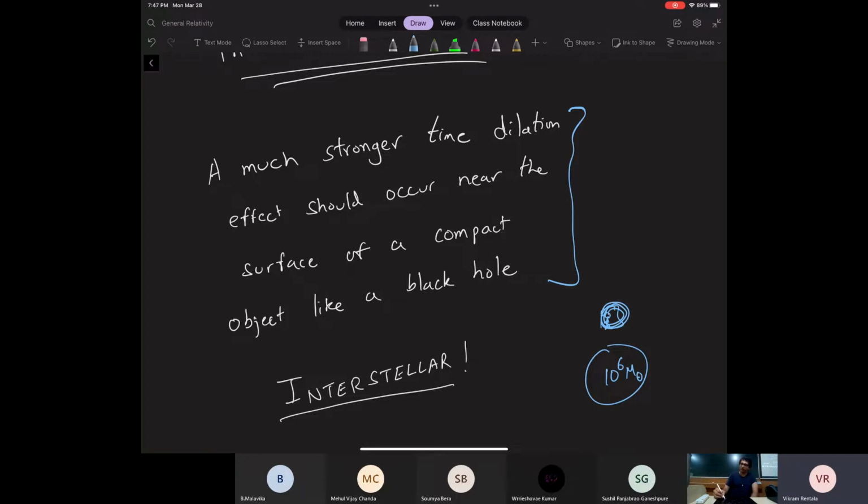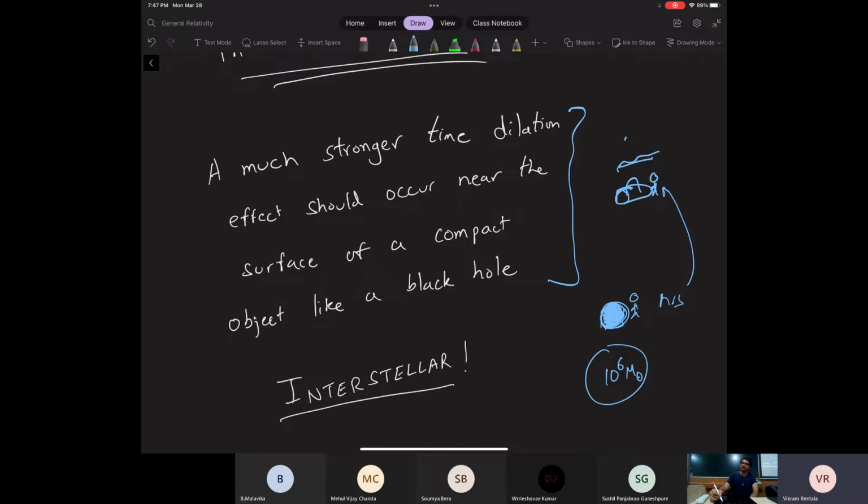Now in the movie, there's a planet which is close to the surface of this black hole, and then there's a spaceship which is sitting high above. The astronauts drop down to the surface of this planet, and for them only a few hours elapse, so they only age a few hours. But when they come back, the crew has aged like 30 or 40 years, because time is elapsing faster.